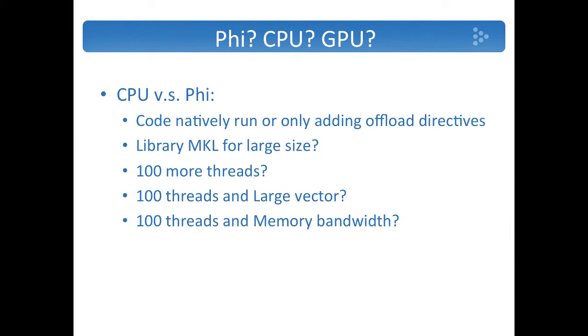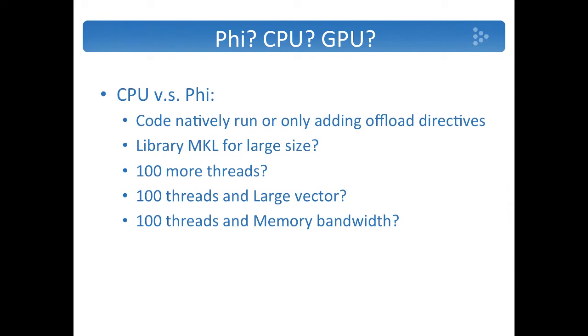So the first question you have to ask is, are you using a library like MKL for large size linear algebra problems? If so, I highly recommend you use Xeon Phi. You know that the GPU has much higher linear algebra performance than the CPU. Xeon Phi is in the same situation because it has many cores and many ALUs, so it's very suitable for large size linear algebra problems. So if you are using MKL, use Phi.